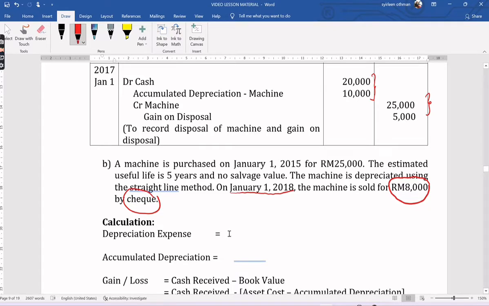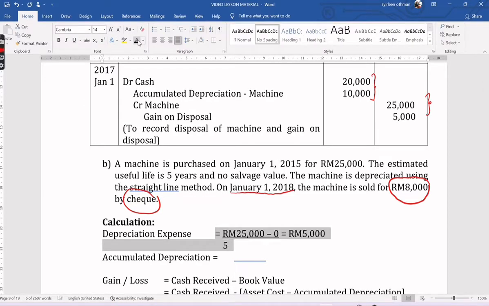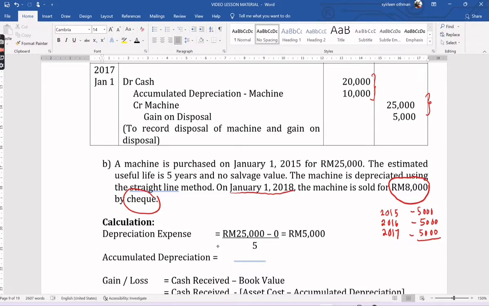The first thing you need to do is show me the depreciation expense calculation, and also bring the accumulated depreciation to the date. Depreciation expense as usual is 25,000 minus zero, divided by 5, so the depreciation expense for one year is 5,000. You have depreciation expense for 2015, 2016 and 2017, each 5,000.